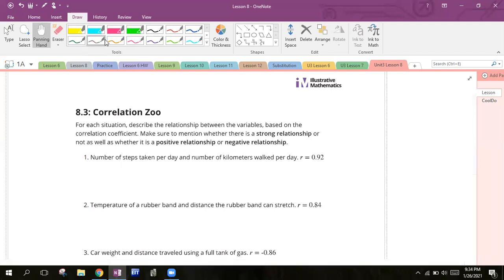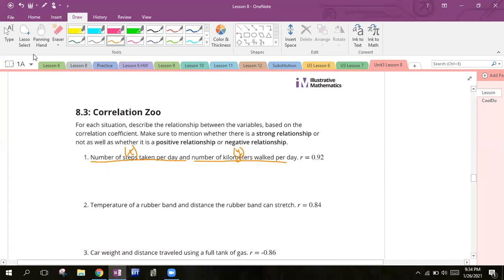So this first one we have is the number of steps taken per day, that's X, and the number of kilometers walked per day. Oh my gosh, it's late, I'm saying all the words wrong. Just thinking about that, I think if I take a lot of steps in a day, I'm going to travel a larger number of kilometers.